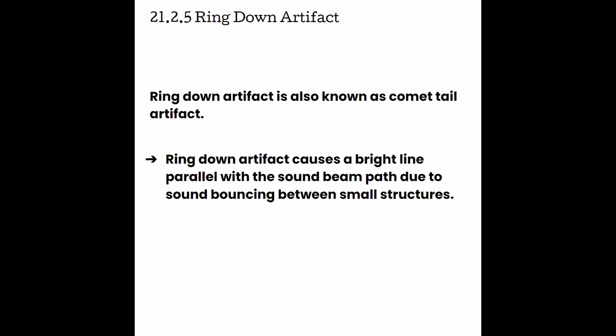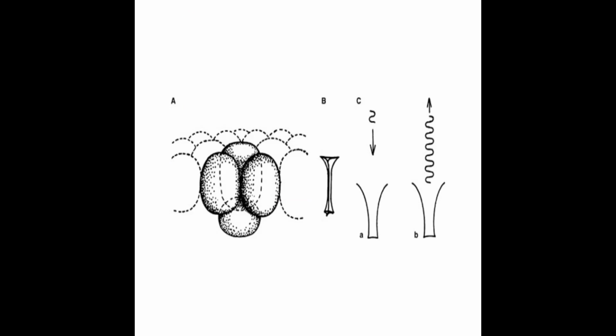And so again, ring down artifact causes a bright line parallel with the sound beam path due to sound bouncing between very small structures. So here's an example of tiny little bubbles all sitting next to each other, and these bubbles don't perfectly fit with one another. What we end up having are spaces in between the bubbles, and they kind of look like little funnels. And when the sound beam interacts with that little funnel, it's actually going to bounce around in here and then send a wave back. And all these little bounces are going to send waves back. So we see comet tail artifact as a result of air, either in the lungs or within the organs, and it helps to diagnose the presence of air.